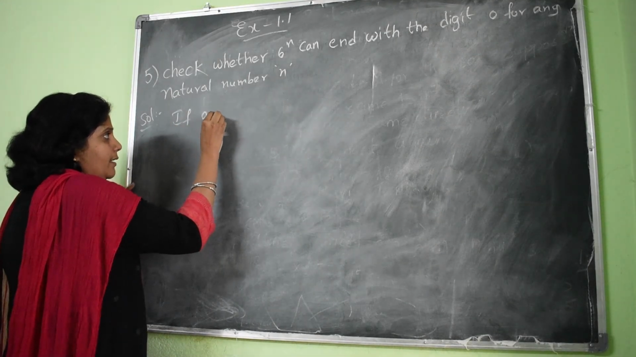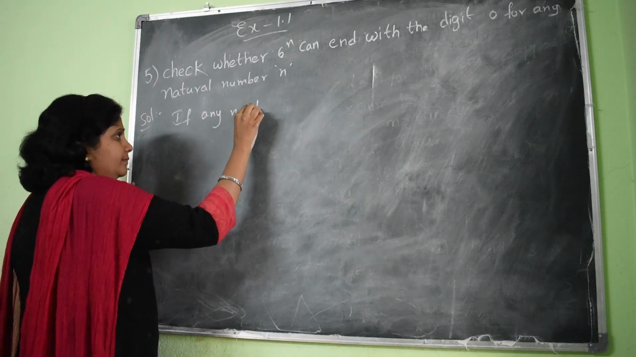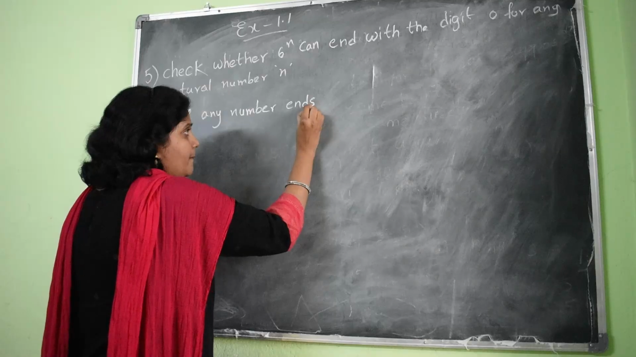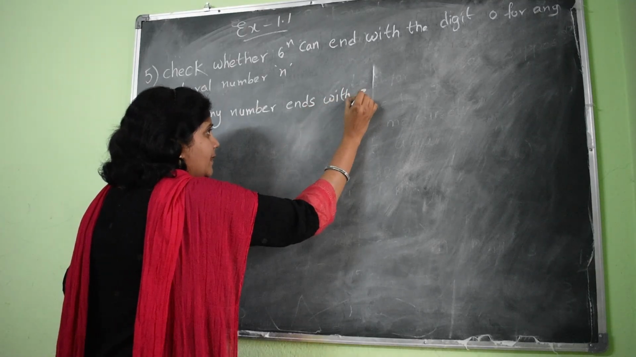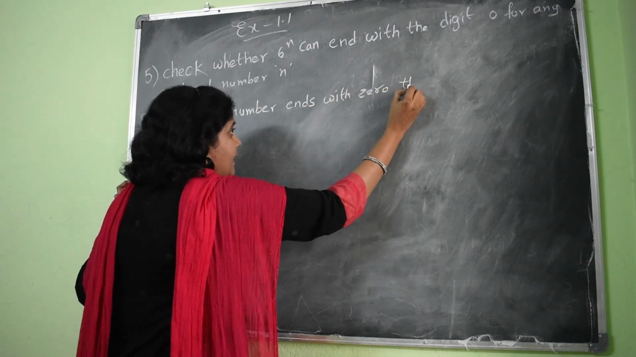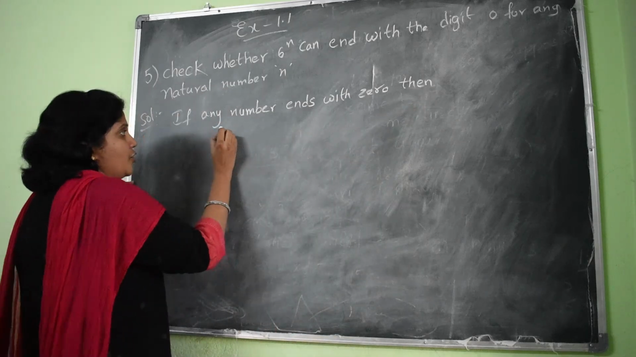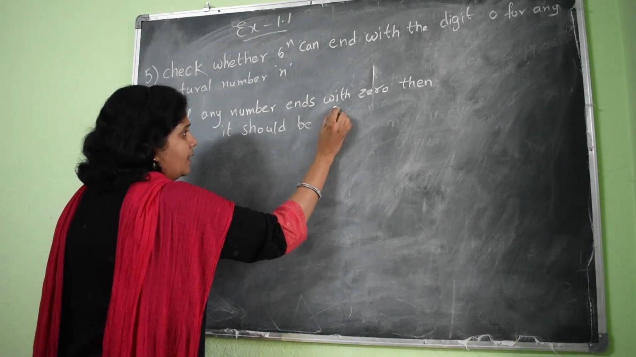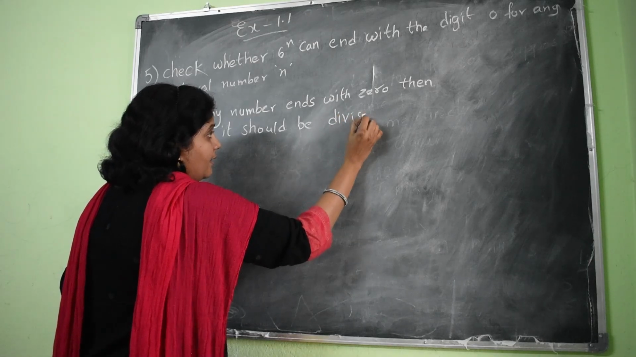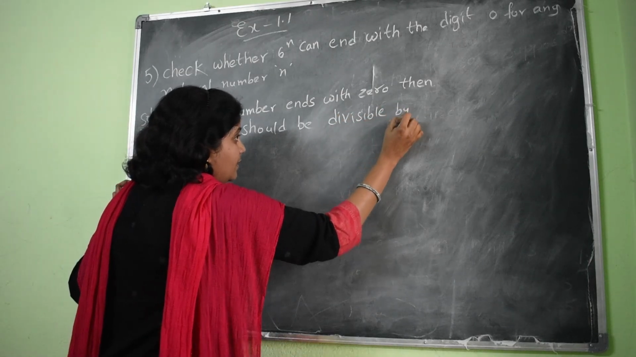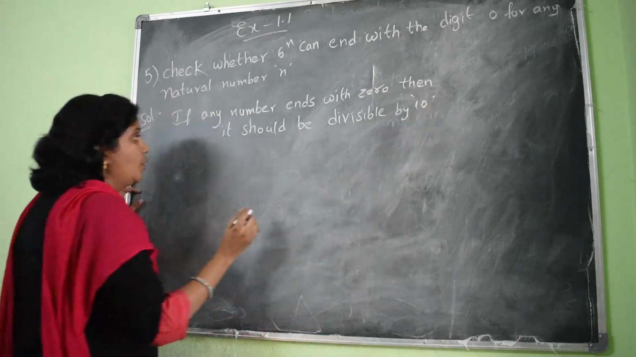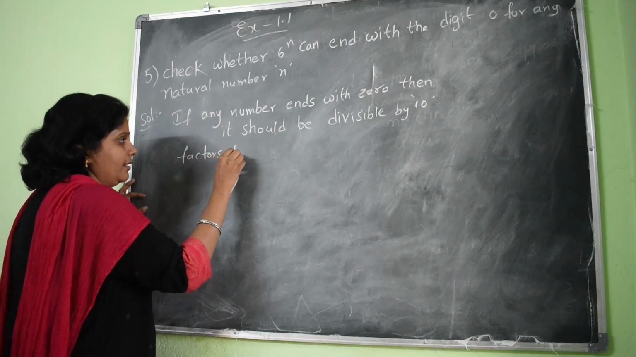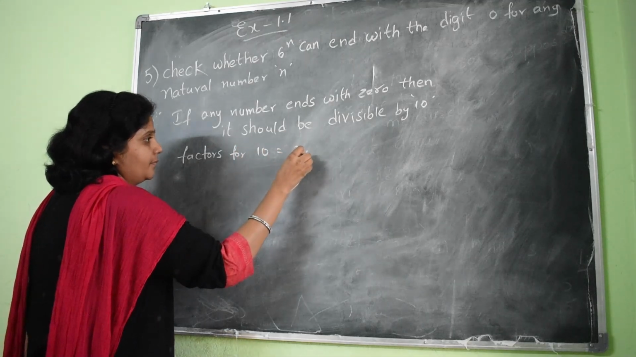If any number ends with 0, then it should be divisible by 10. It should be divisible by 10. So what are the factors for 10? Factors for 10: 2 and 5.